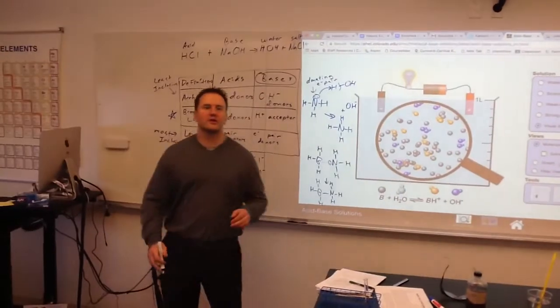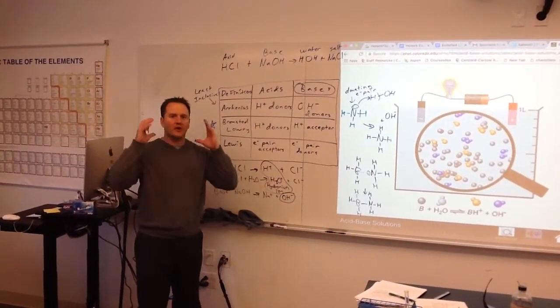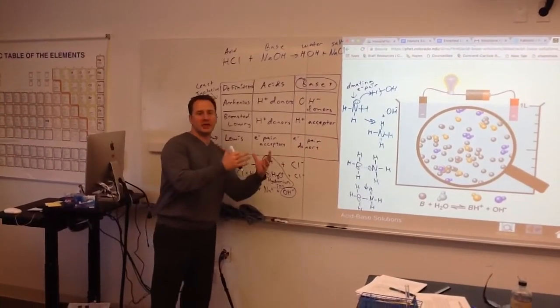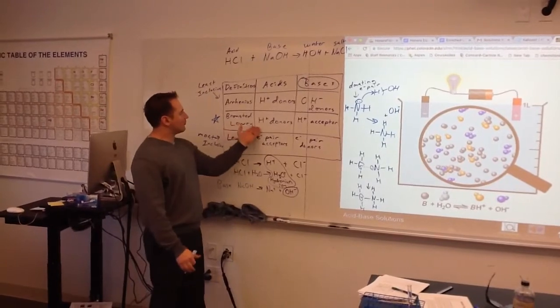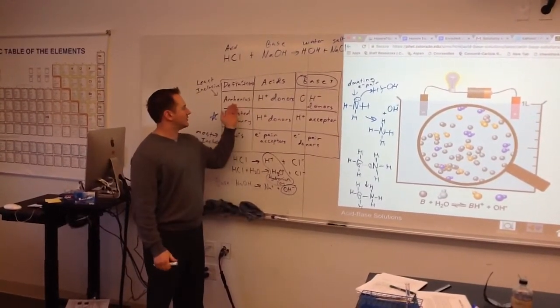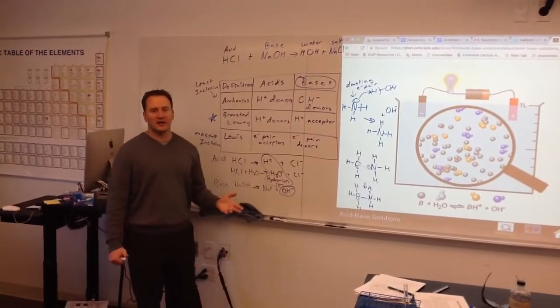So now let's look at the three different definitions you need to know for acids and bases. Acids, in general, I want you to think of acids as being H plus donors. And I want you to think of bases as being H plus acceptors. And that would be the Bronsted-Lowry definition. But before we got to that, we had the Arrhenius definition of acids and bases. Acids are H plus donors, and bases are hydroxide donors.